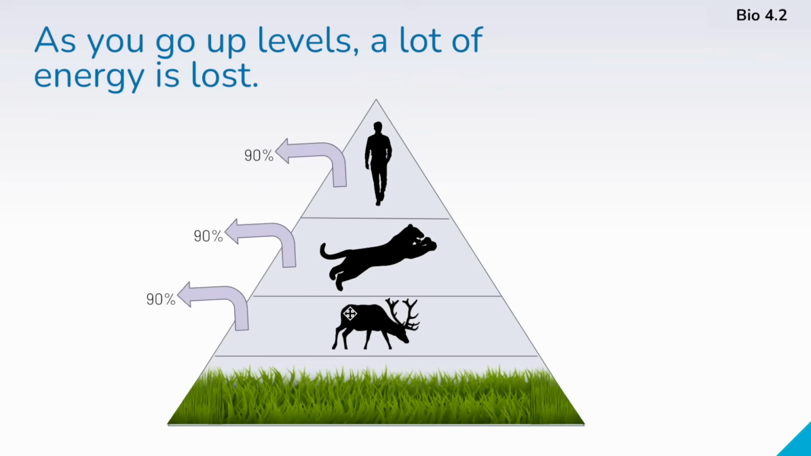And then we see fewer primary consumers, and then secondary consumers, and then tertiary and quaternary consumers. So as we go up in trophic levels, a lot more energy is lost as heat to the environment.